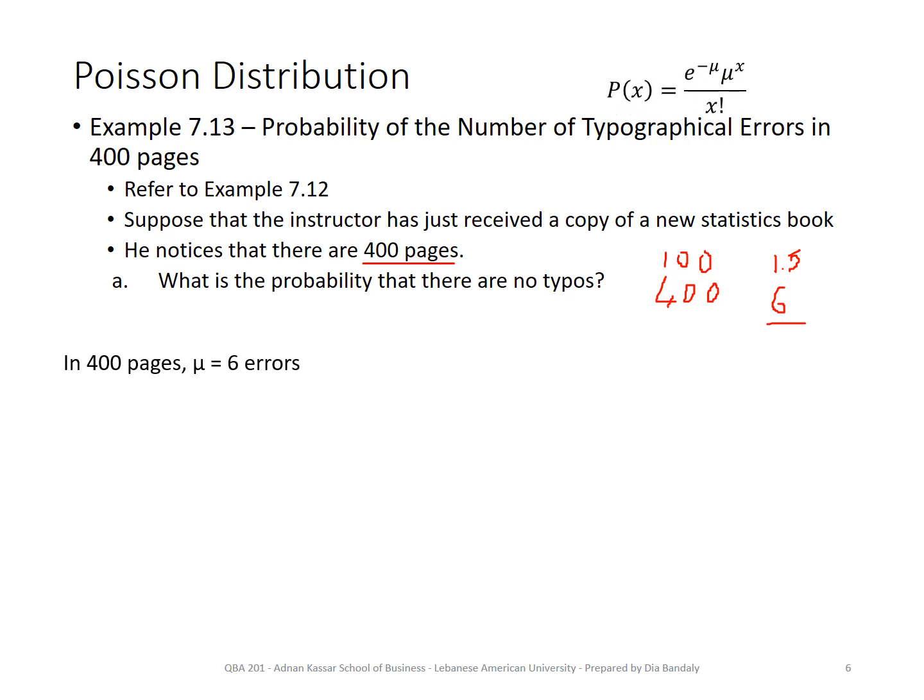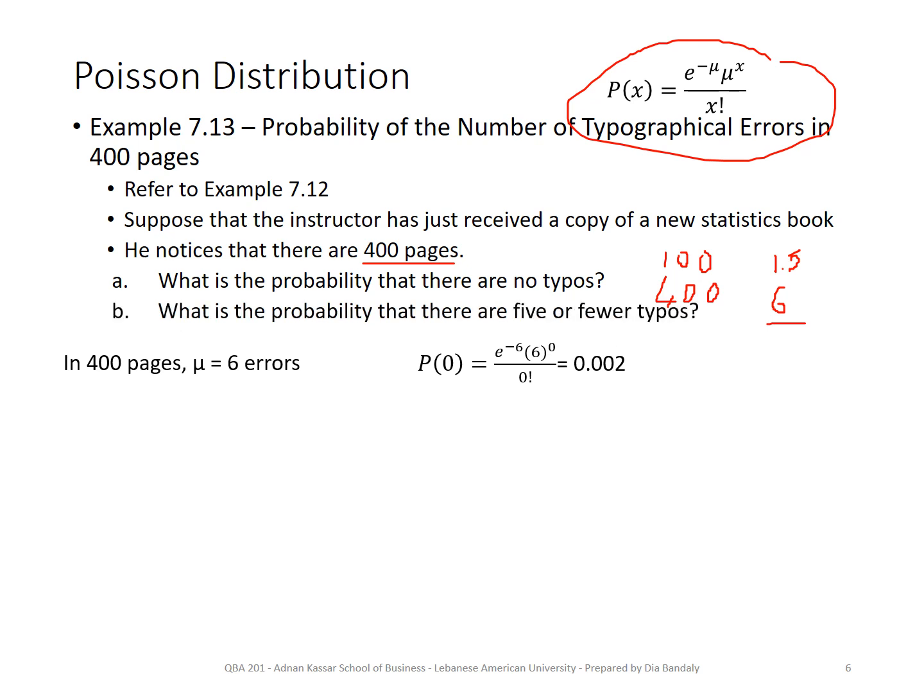This is the equation again, as a reminder for you to use. Here we go. For p of 0, all we do is substitute x with 0 and mu is 6 here, and we have a very low probability, because we're talking about 400 pages, so 6 is a very small number, right, in 400 pages. Second question, what's the probability that there are 5 or fewer?